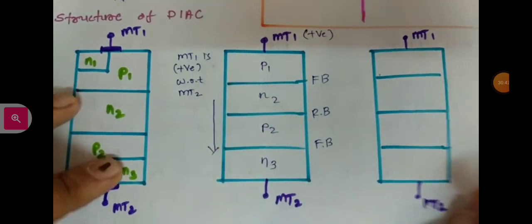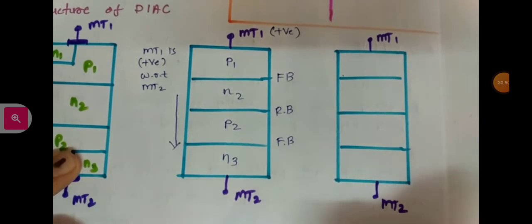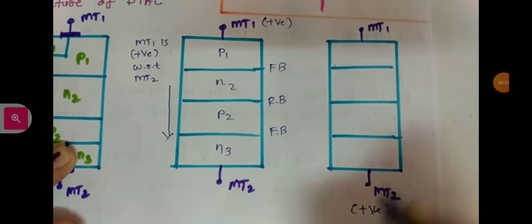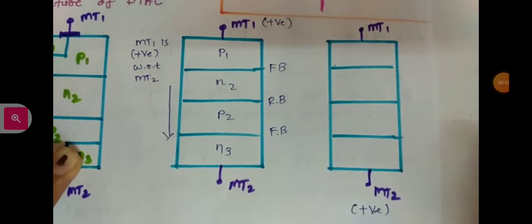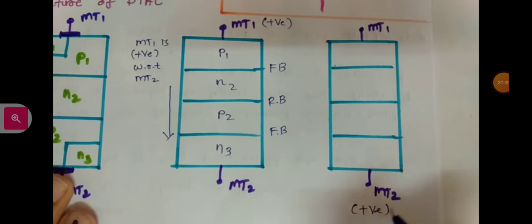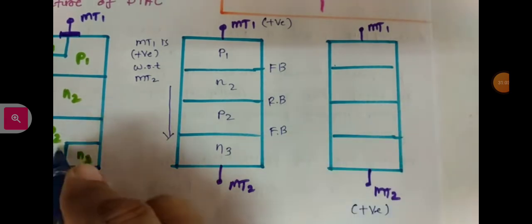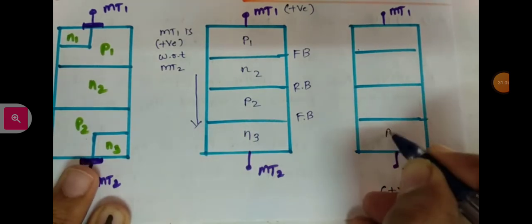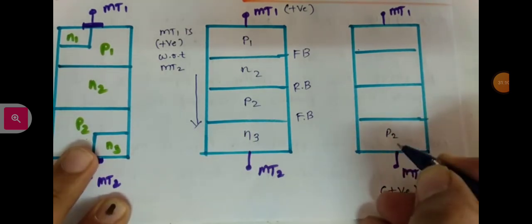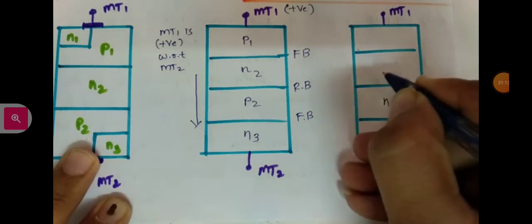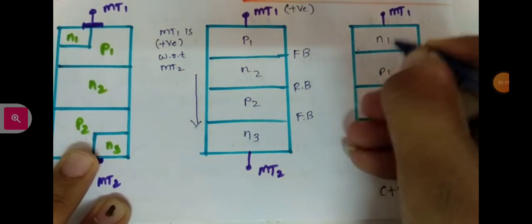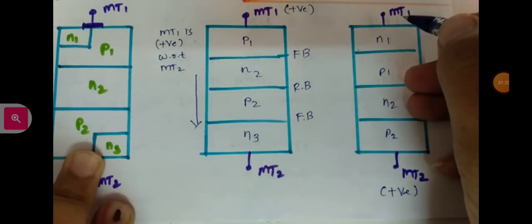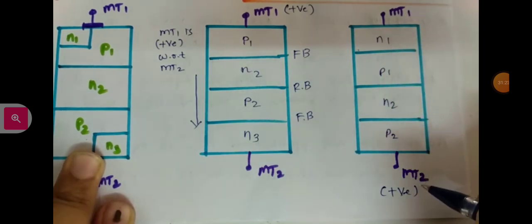Now let us have a second case where I am considering MT2 positive with respect to MT1. MT2 is positive, so layer activation will be with respect to P2. Now this layer will get activated. The reason is MT2 is positive, so there will be the P2 layer activated, then N2, P1 and N1. The reason is MT2 is positive with respect to MT1, so MT1 will be negative with respect to MT2.